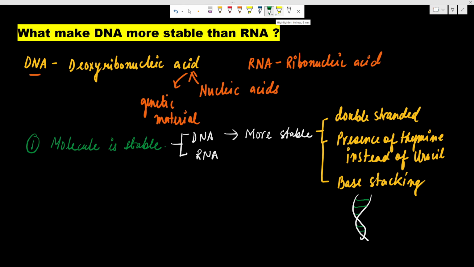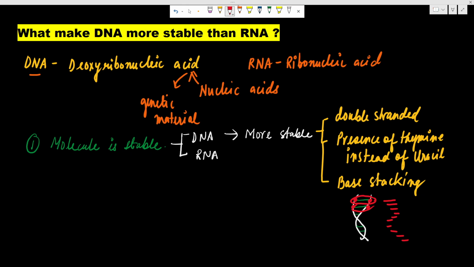Base stacking is, as we know, let us see, here and here there's the hydrogen bond. This is one nitrogenous base of this particular nucleotide. This is another nitrogenous base of this nucleotide. And the same for this. So there is base stacking. These base pairs all stack together, right? They stack together to form the double helical molecule, right? So this base stacking also adds to the stability, right?